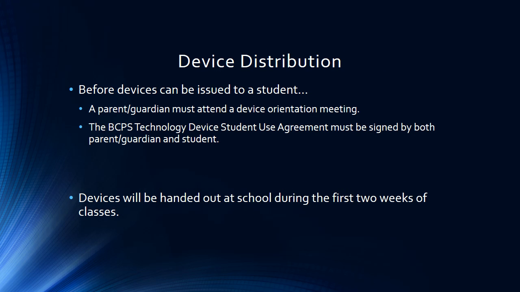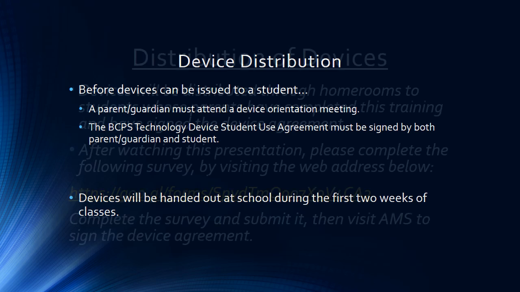Student devices will not be distributed until a parent or guardian has attended the device orientation training and has signed the agreement. Our goal is to hand out the devices during the first 2 weeks of September, but only to students whose parents have been a part of this presentation and have signed the contract.